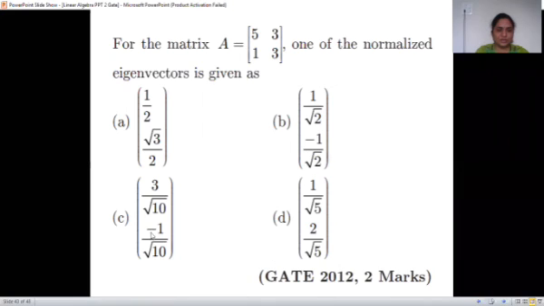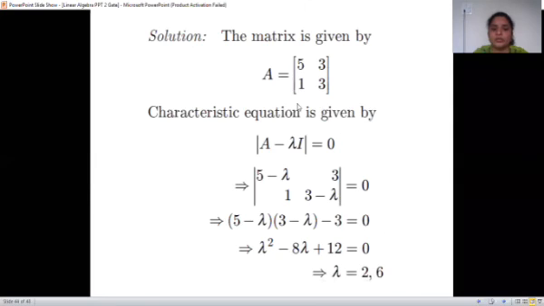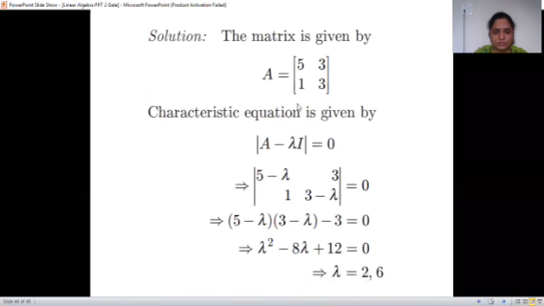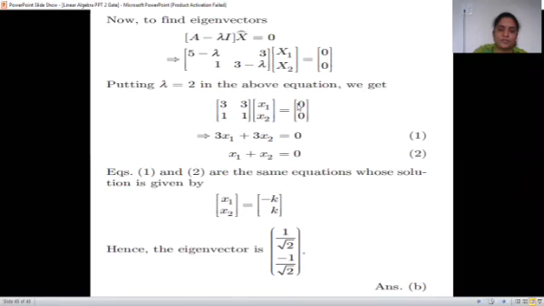All others are different. If such an option were not there, then we would have to find it for the other eigenvalue, that is lambda is 6. So your correct option is B. K is an arbitrary constant, so we can write any arbitrary constant, minus k, or we can write k, minus k, no doubt at all. If we assume x1 is k, then x2 will be minus k.